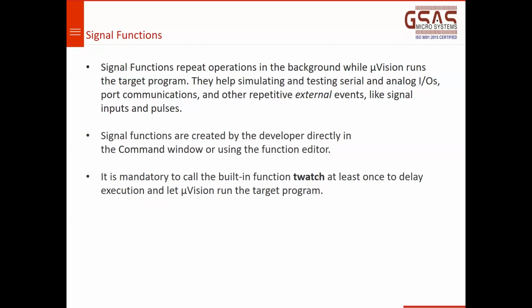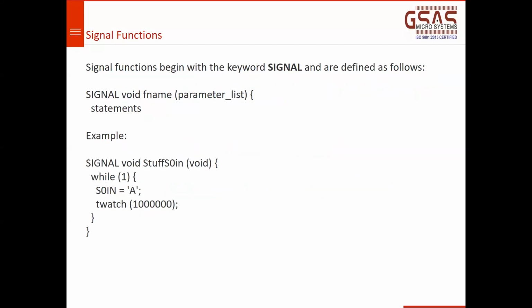Whenever you use signal functions, there should be a delay, so that the execution of the background function stops and in the foreground your code can execute. Both have to execute in an orderly manner or with some delay. So without a delay, a signal function cannot be implemented. I'll also show you how the definition is written. A signal function begins with the keyword signal.